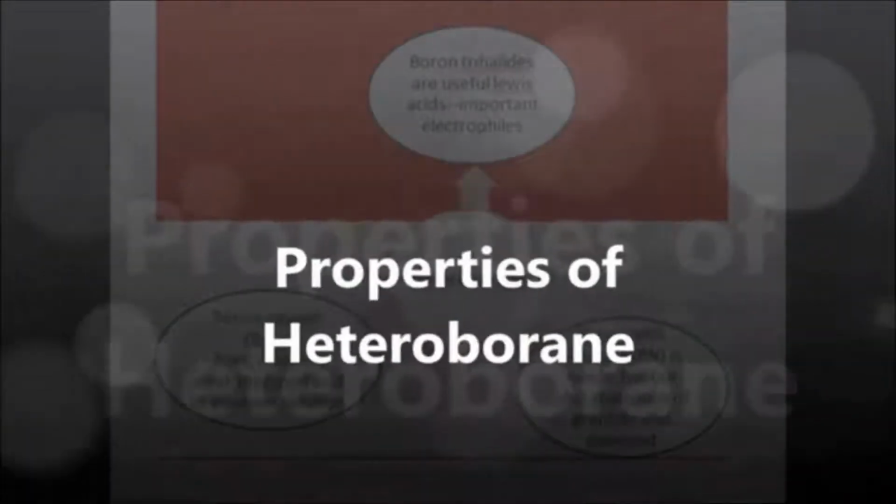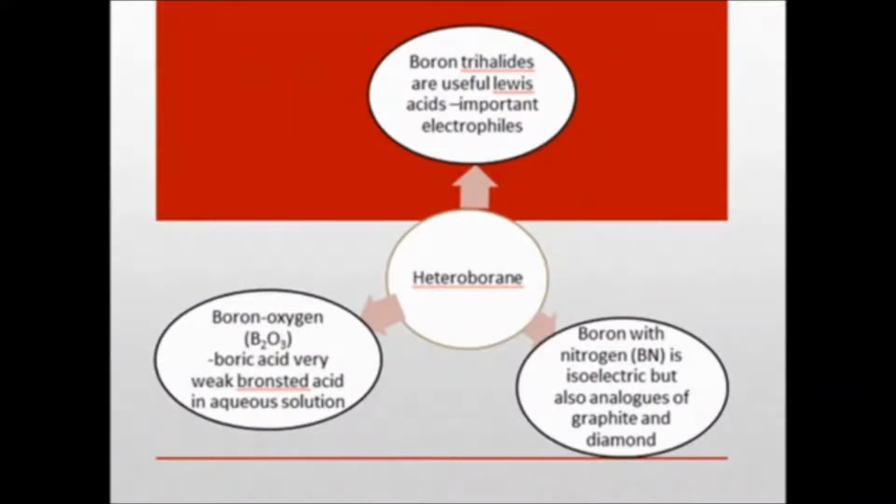Properties of heteroborane. Boron trihalides are useful Lewis acids. This is because they are important electrophiles for the formation of boron-element bonding. Boron with oxygen, B2O3, for example boric acid, is formed in aqueous solution. Boron with nitrogen, which is BN, is isoelectronic with, and also analogous to, graphite and diamond.